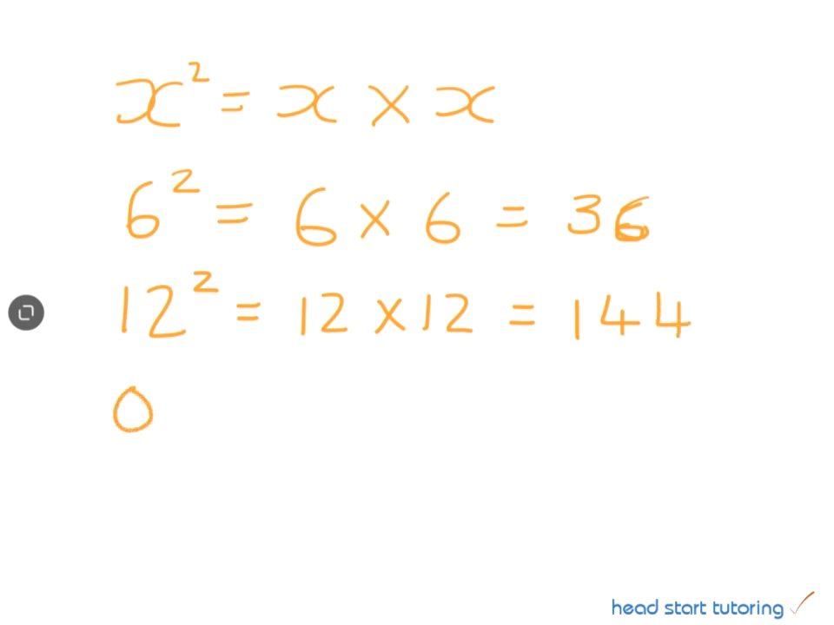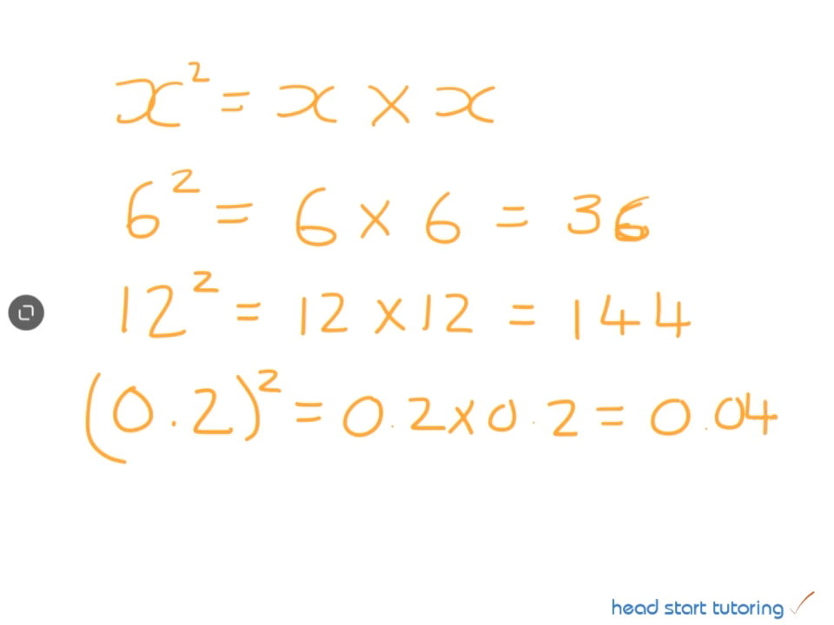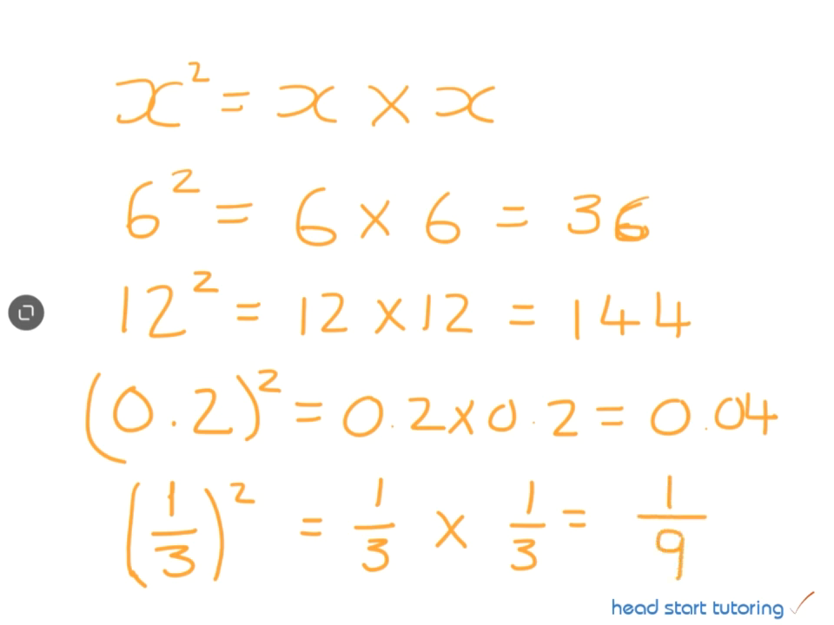If we have a look at 0.2 to the power of 2, that will be equal to 0.2 times 0.2, which is equal to 0.04. If we have a look at 1/3 to the power of 2, that will be equal to 1/3 times 1/3, which is equal to 1 times 1 is 1, and 3 times 3 is 9.